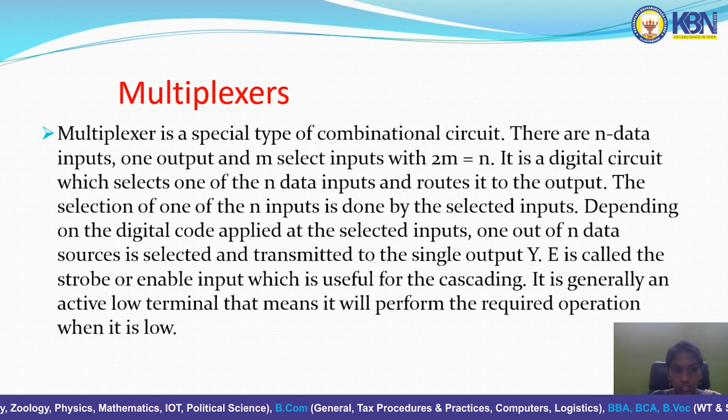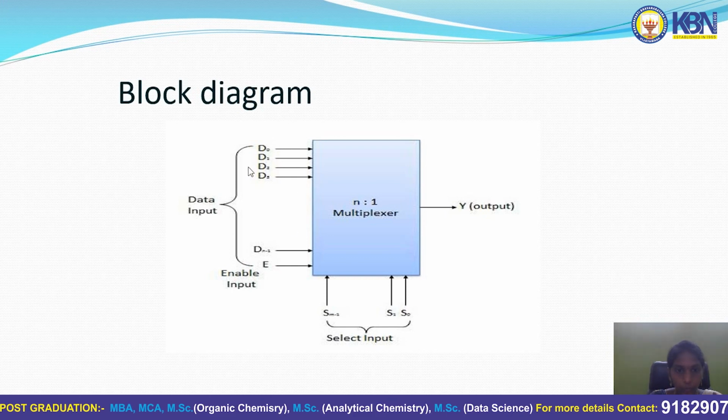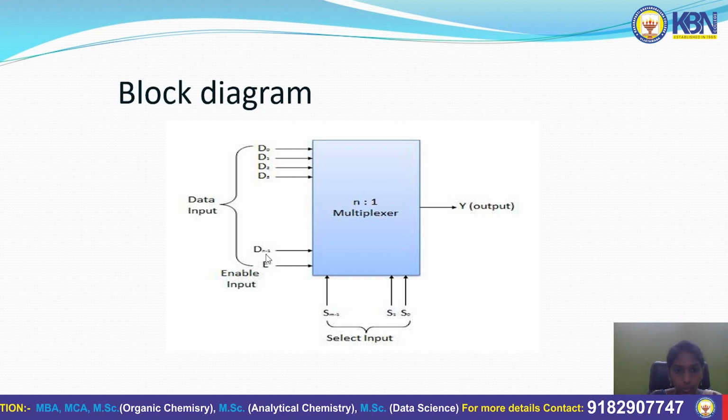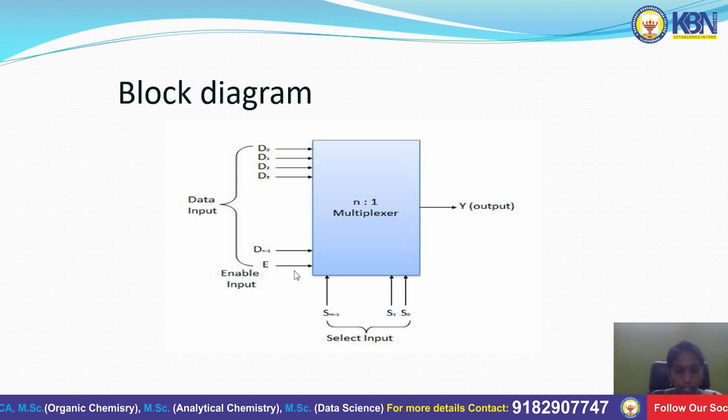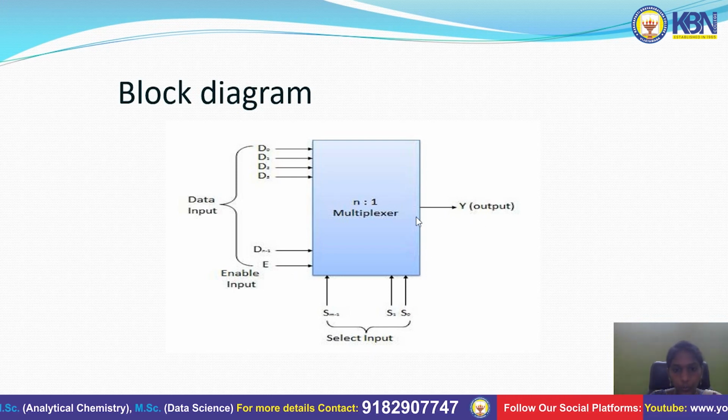E is called the strobe or enable input, which is useful for cascading. It is generally an active low terminal, which means it will perform the required operations when it is low. This is the block diagram of the multiplexer. There are n data inputs and the enable input. These are the selection inputs and Y is the output.